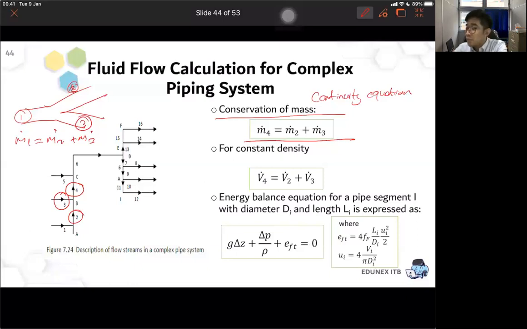Okay, if the density is constant, the volume, this is kilogram per second. The unit will be mass over time. For the same density, constant density, then the flow rate will be the same.